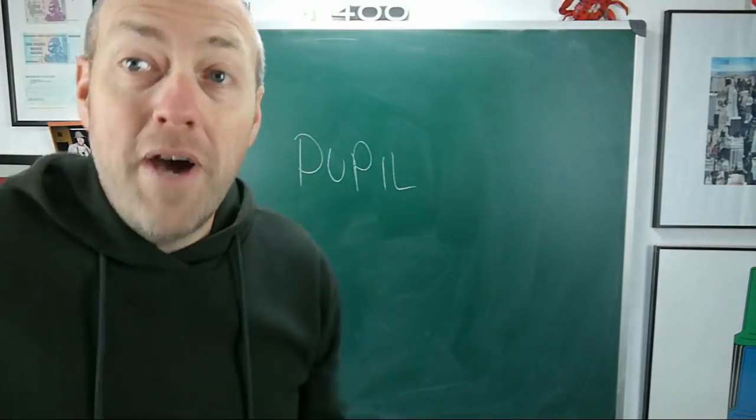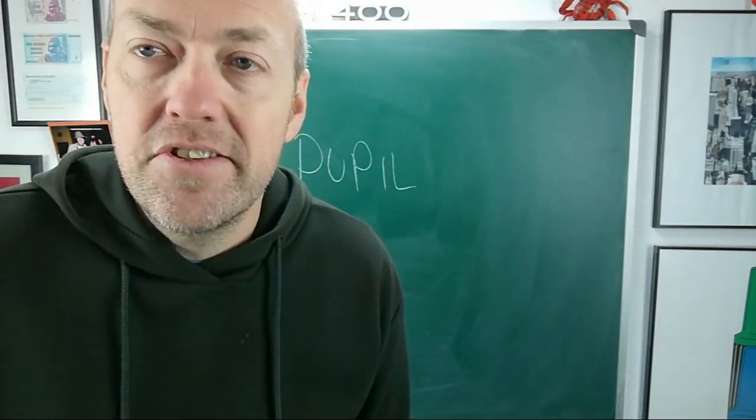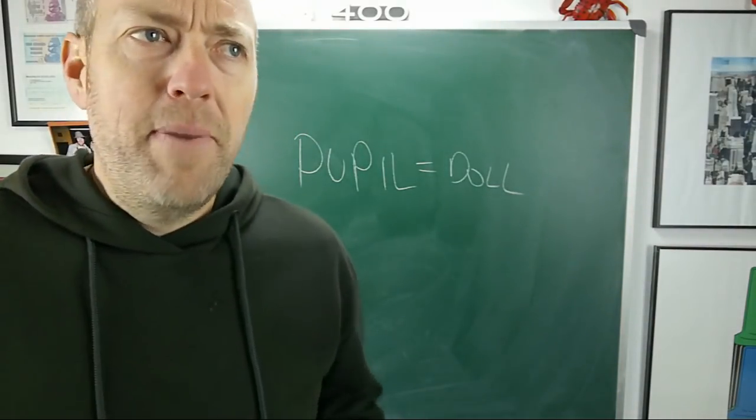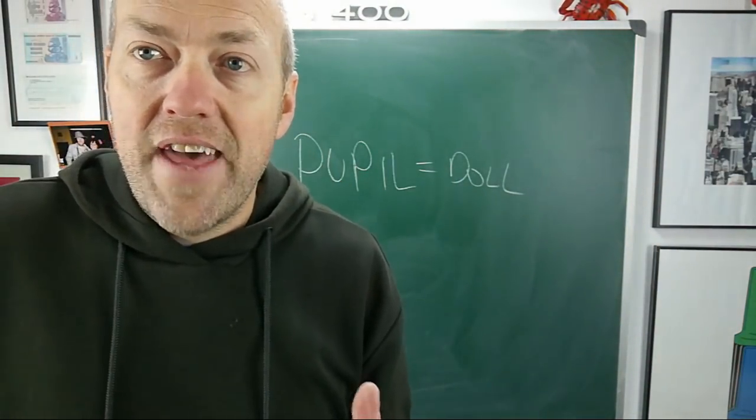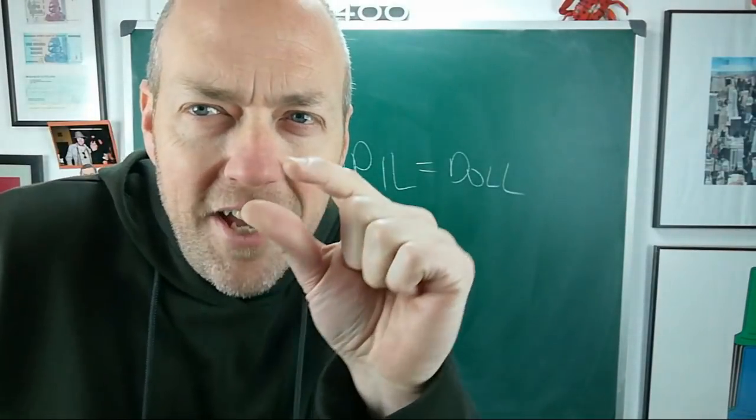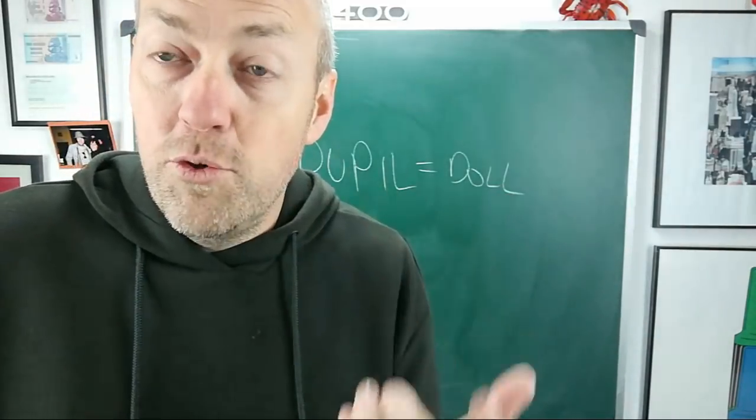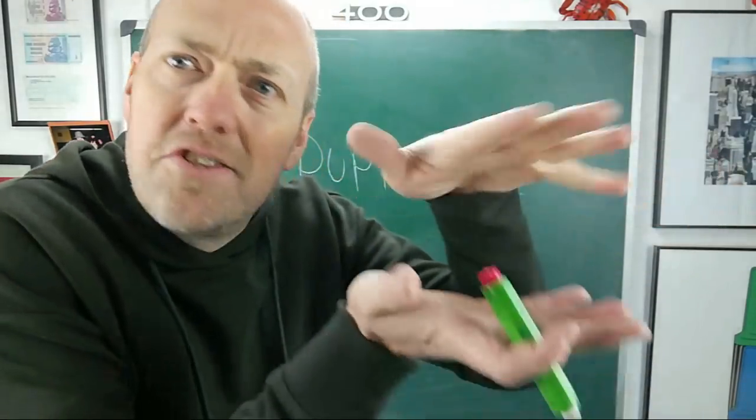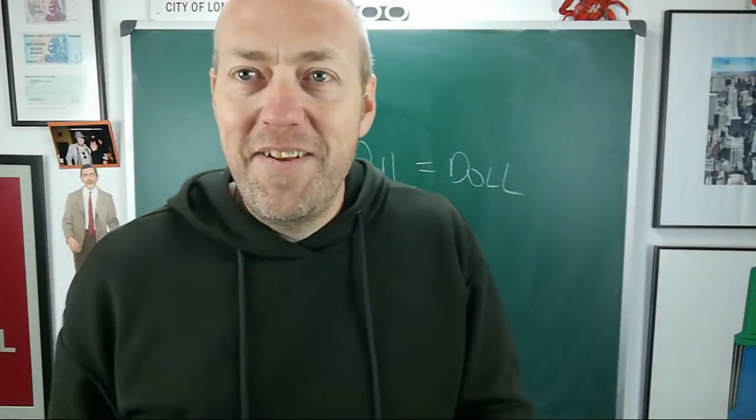Exactly. And you might be interested to know that this word pupil comes from Latin and it means doll. But why would doll be a part of your eye? The reason is that if I look in your eye, I see a reflection of me, very, very small, like a tiny little doll. And that's the reason why pupil is also a student, because they're small. These are my pupils, these are my small people that I'm teaching. Just some random information for you.